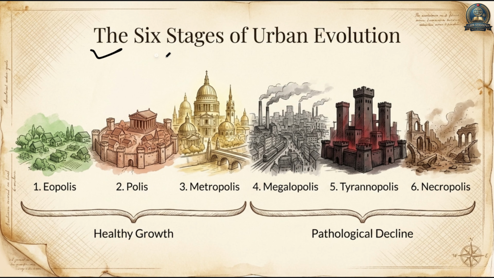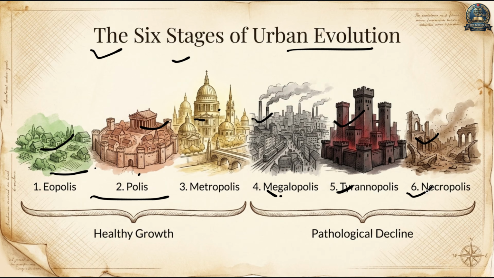He provides six stages of urban evolution: Eopolis, polis, metropolis, megalopolis, tyrannopolis, and necropolis. Eopolis, polis, and metropolis are healthy growth, and megalopolis, tyrannopolis, and necropolis are pathological decline.